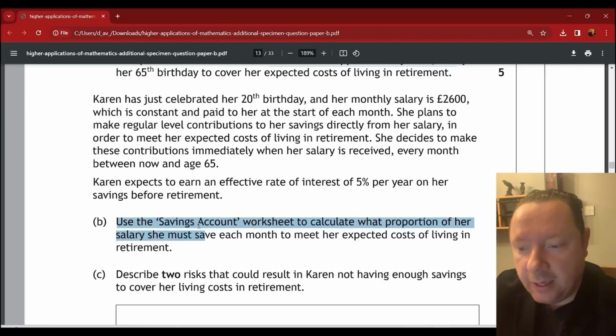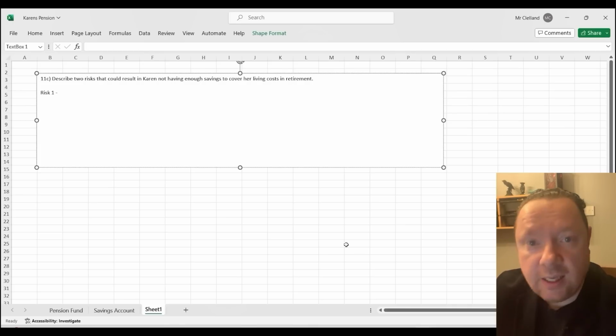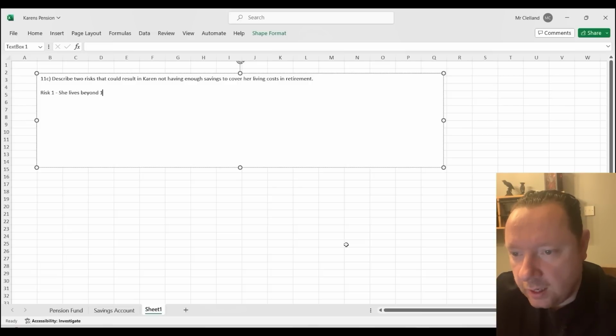And that's us done part B. Part C says, describe 2 risks which could result in Karen not having enough savings to cover her costs of retirement. So you can say anything reasonable here, but a simple risk would be, what if she lives beyond 80? She's not got enough money. So we could just say she lives beyond 80 years.